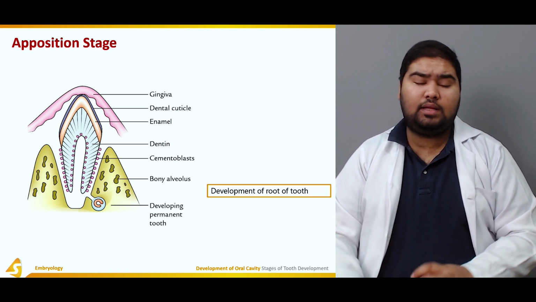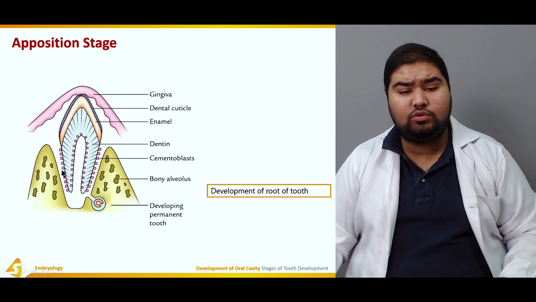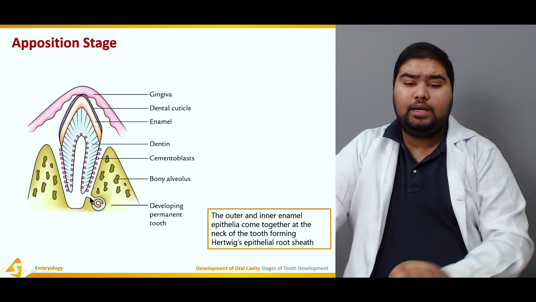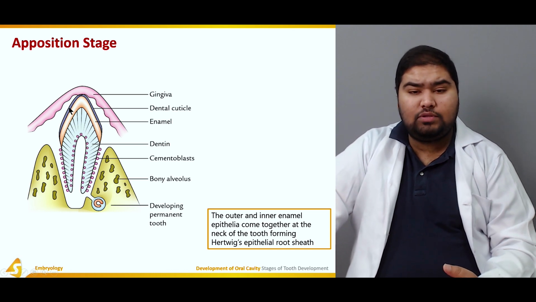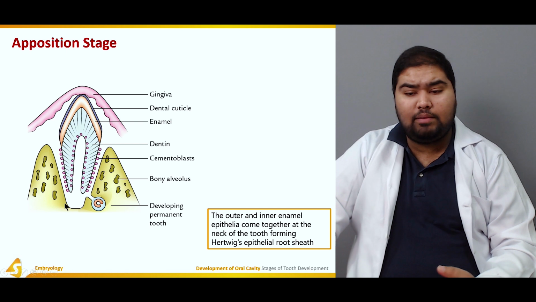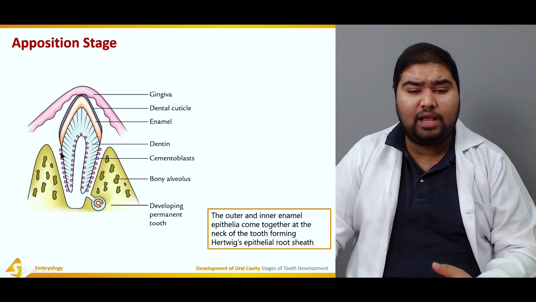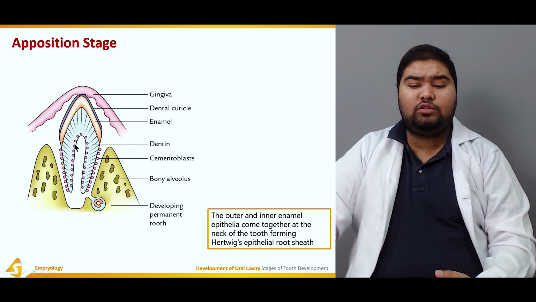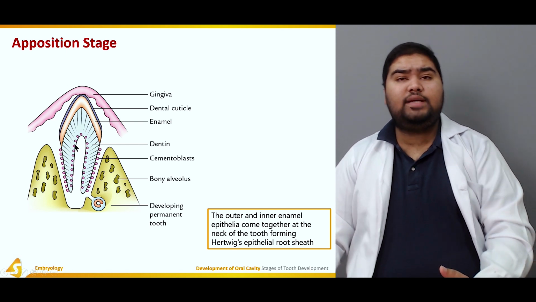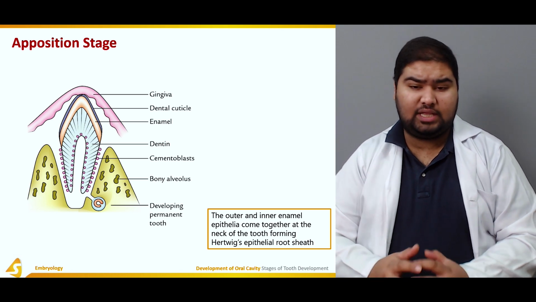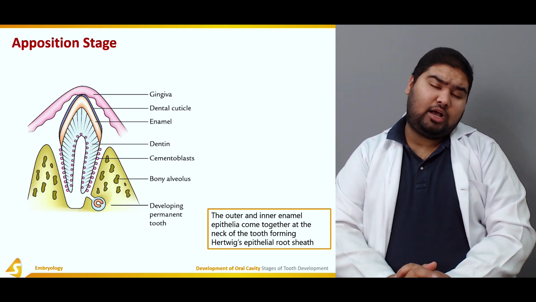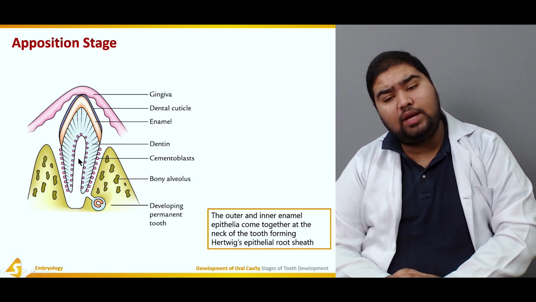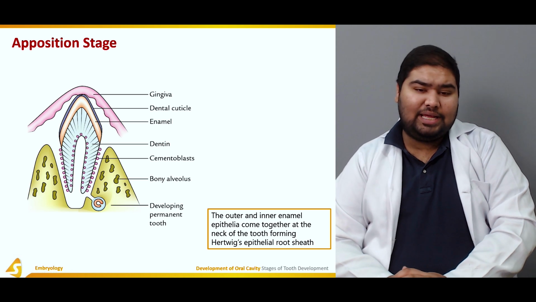Now moving on, there is development of the root of the tooth as well. The outer enamel and the inner enamel come together at the neck of the tooth, in this region, forming Hertwig's epithelial root sheath. The root sheath is not shown in the figure. However, it is formed at the level of the neck of the developing tooth by the coming together of the outer and the inner enamel.